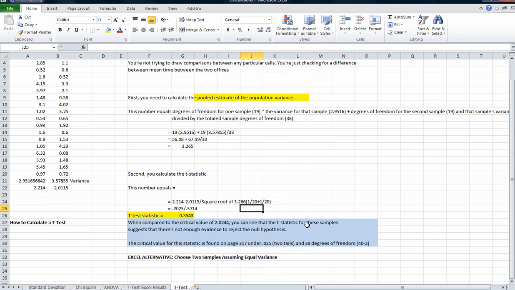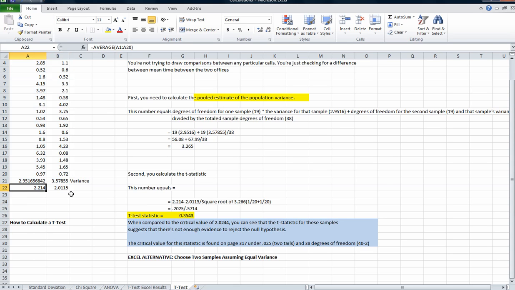Now, when you compare that to the critical value of 2.0244, you see that the test statistic for these samples suggests there's not enough evidence to reject the null hypothesis, because it's not far enough above, it's actually far below the critical value, which suggests that the population mean is close to the other population mean or sample mean. So there's not enough evidence to reject the null hypothesis. There's not enough evidence to reject that the waiting time between these two offices is different.